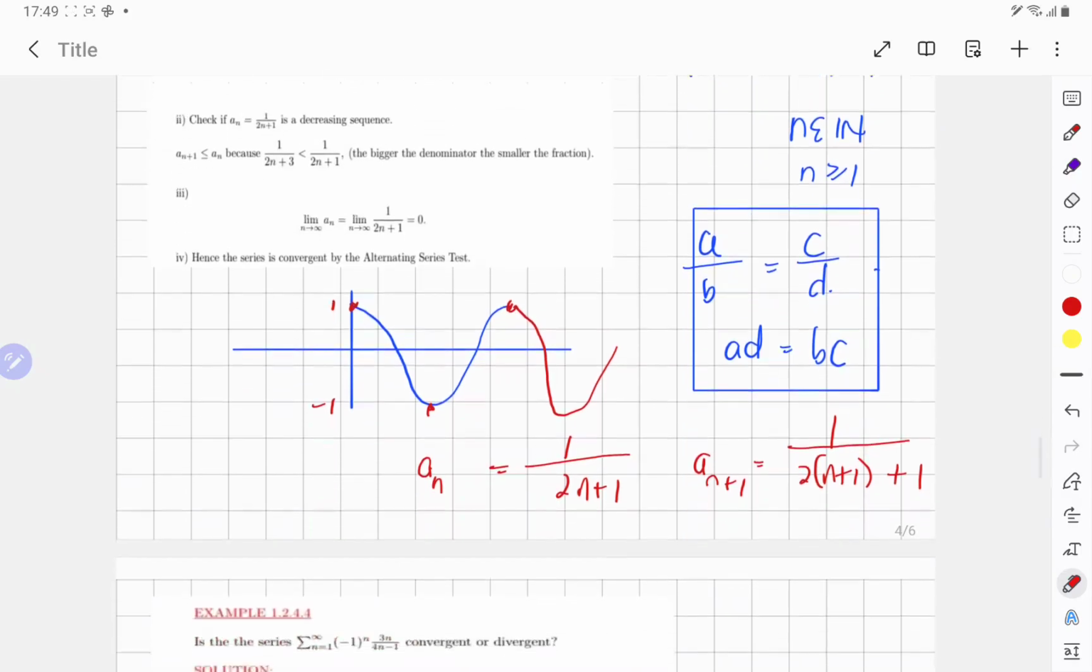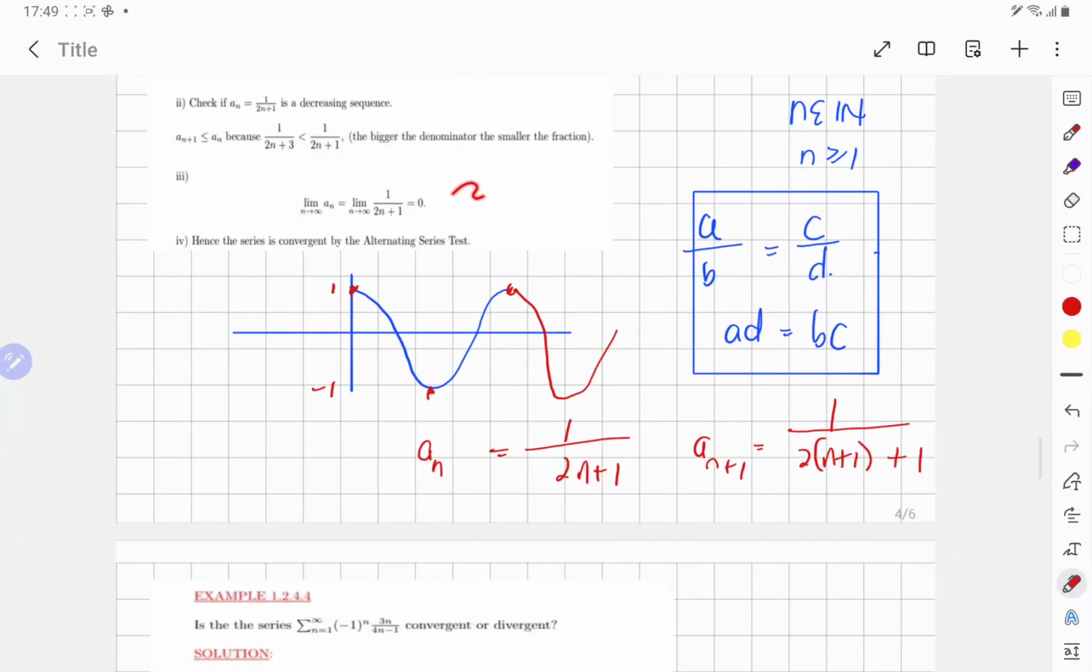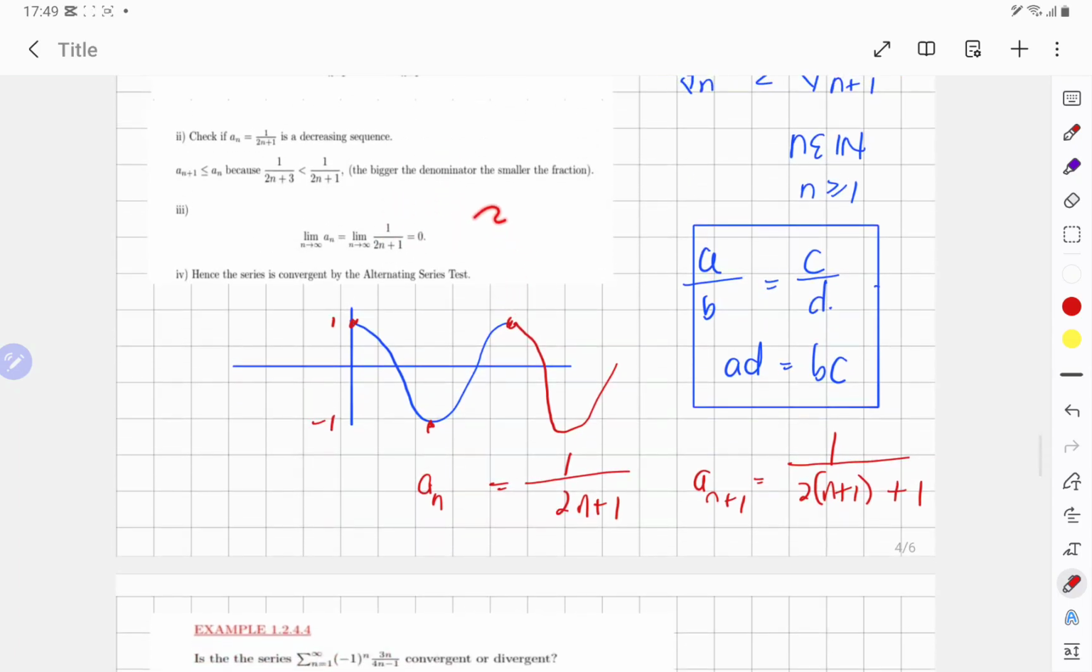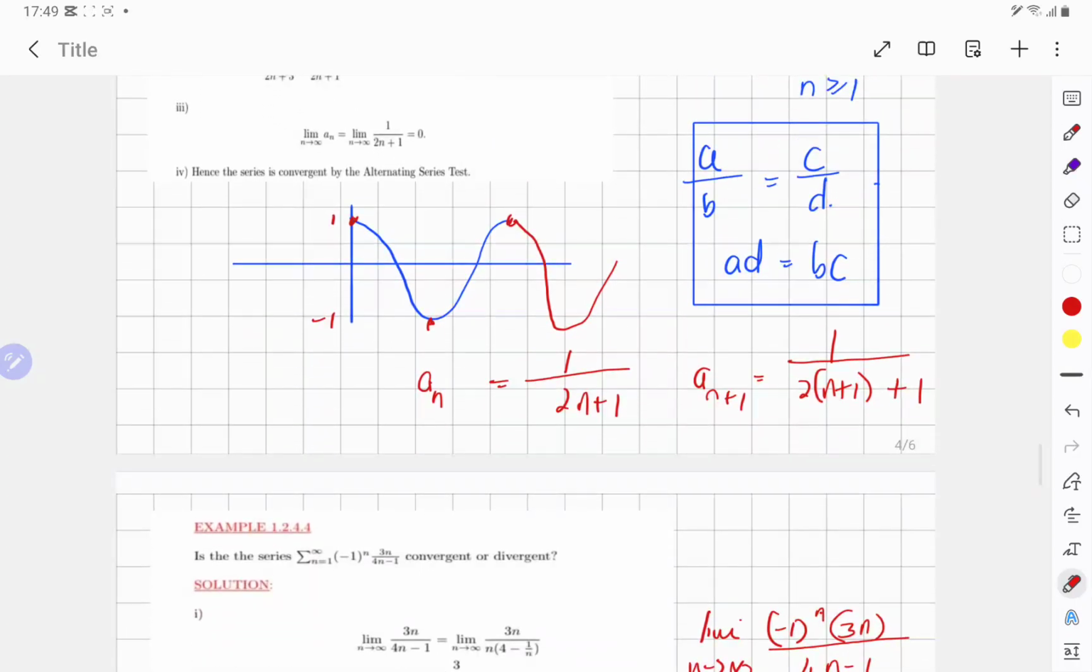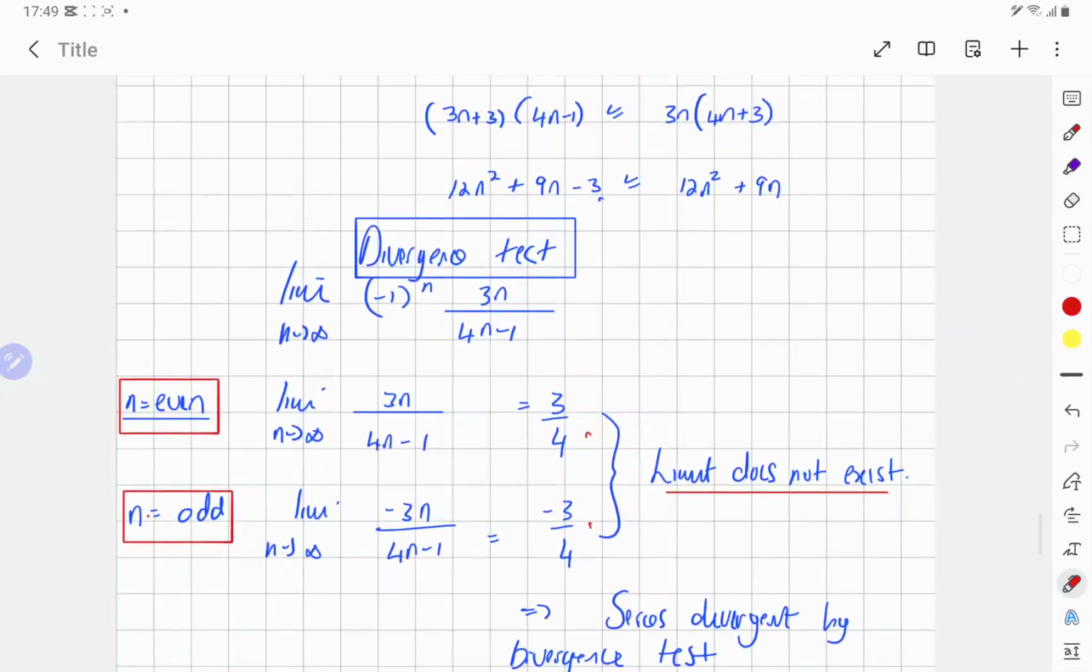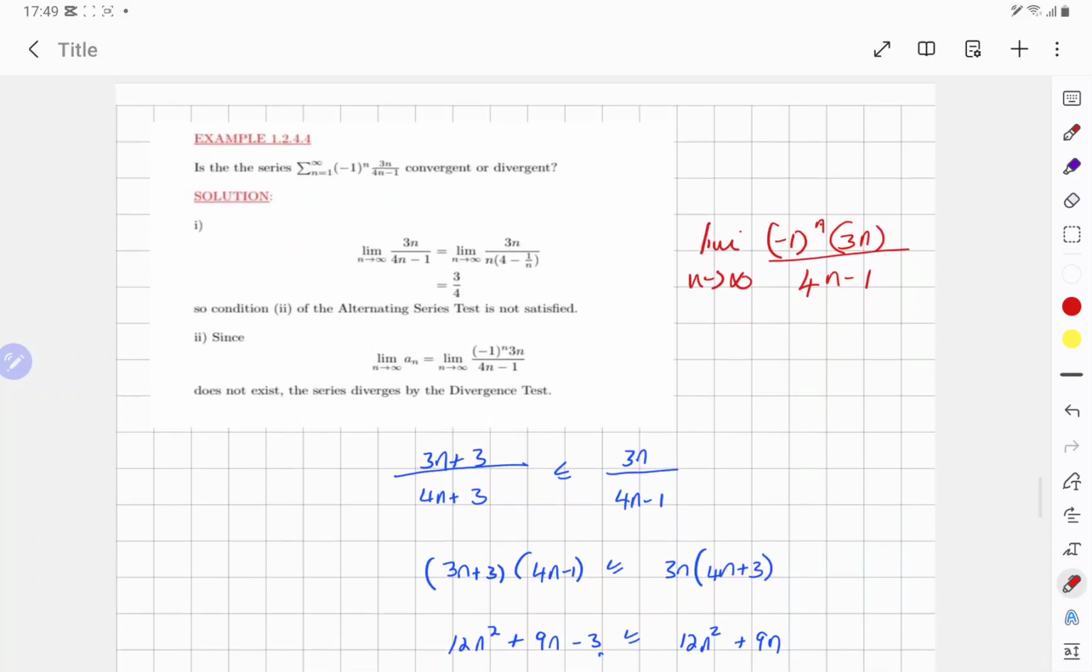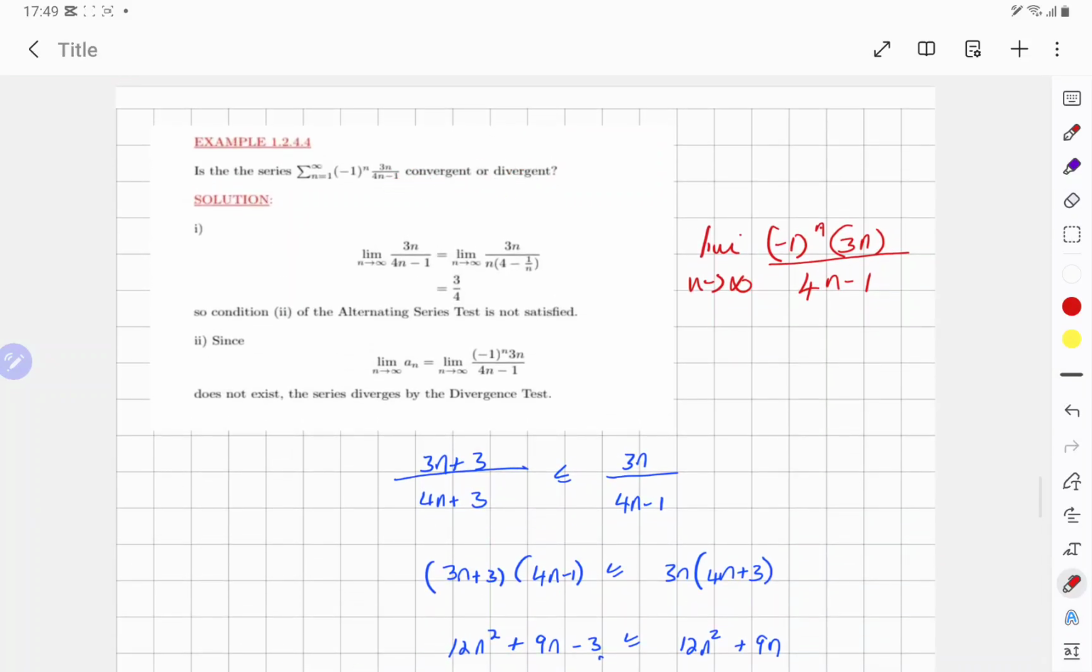My sequence is decreasing. Let's do the second condition. The limit as n approaches infinity of 1 over 2n plus 1. The bigger the denominator, with a constant numerator, my fraction will approach 0. Hence, the two conditions are satisfied and my series is convergent by the alternating series test. Let's check out the last example for now.